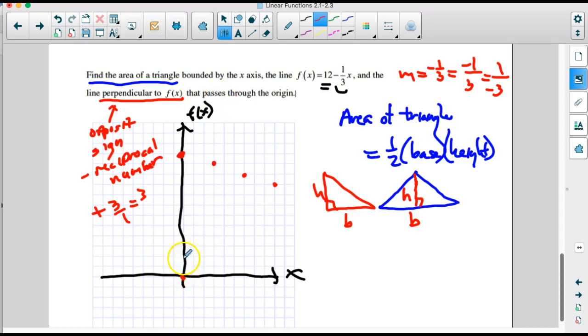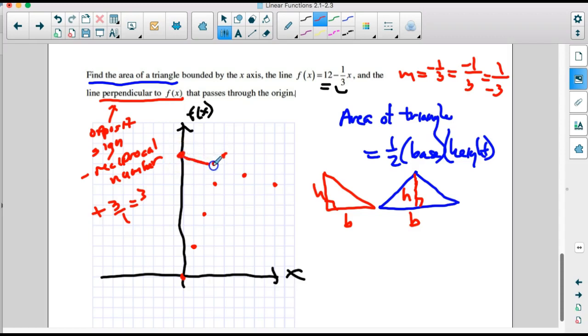So 1, 2, 3 over 1. Oh, I didn't go over 1 on the last one there. Sorry, I went up 3, but not over 1. Okay, so I got to go back, make sure I count these right. 1, 2, 3 over 1. I got to go over 1. 1, 2, 3 over 1.